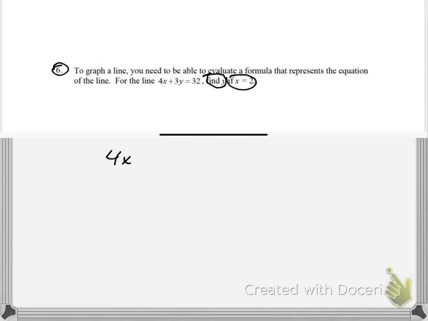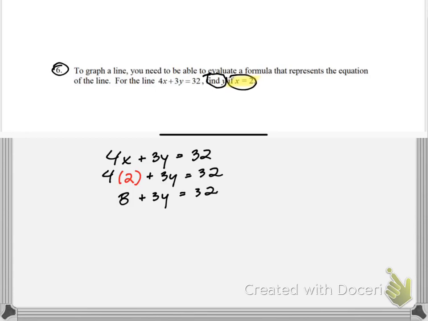We have 4x plus 3y is equal to 32. Okay, and again, we're given the fact that x is equal to 2. So wherever I see x in this equation, I'm not going to write x anymore. I'm only going to write 2. And then I'll go back and fill in the rest of the equation around that 2. Okay, so 4 times 2 is 8. 8 plus 3y is 32.